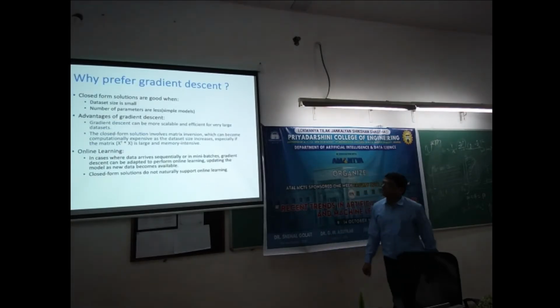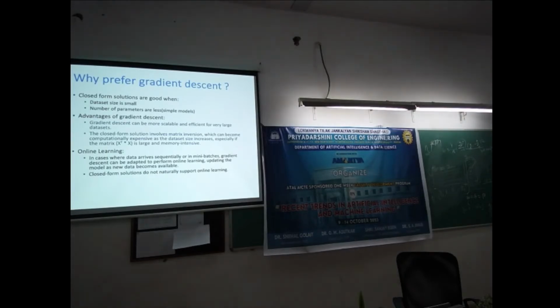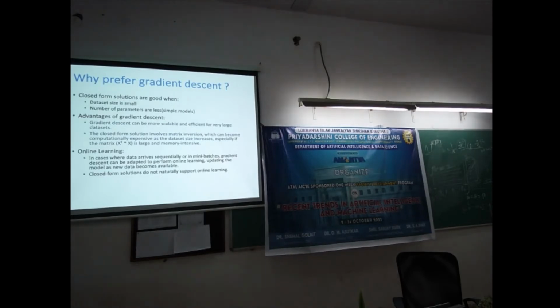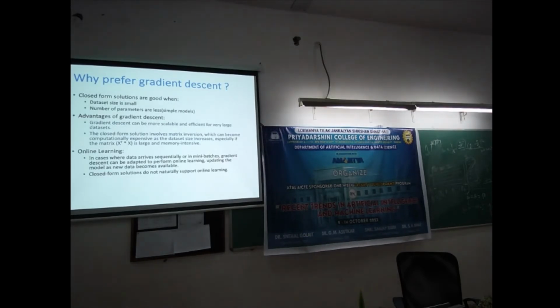So why prefer gradient descent? Why should we use gradient descent when we can directly do it with matrix operations? Put the data in the matrix, take the transpose and inverse, and use that equation to find theta. Once you get theta, you get the equation. Once you get the equation, give the input to that equation and you get the output. So why should we go for gradient descent?